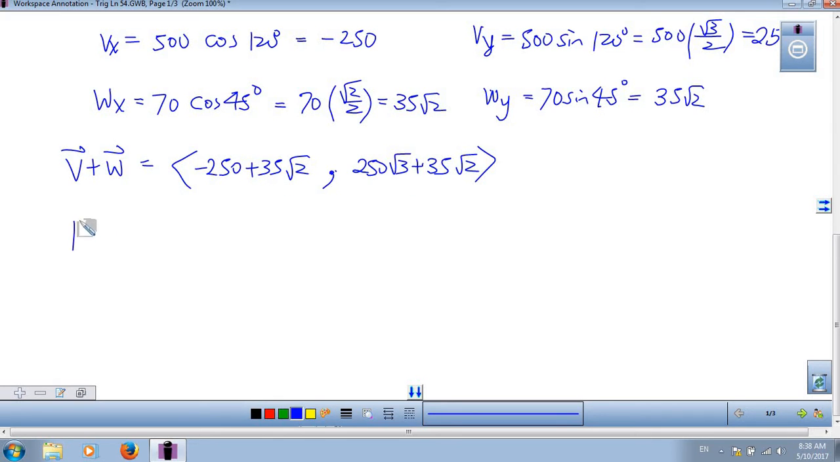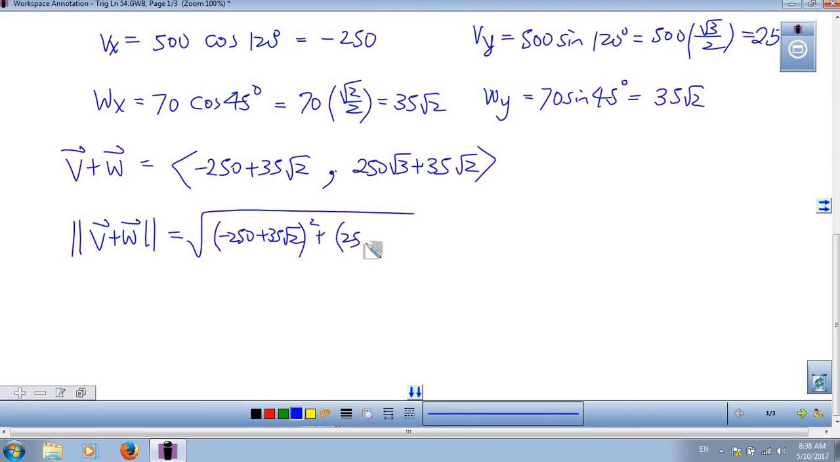Now, to determine the magnitude of the resultant vector, let's go ahead and substitute them into the calculator. We're going to do negative 250 plus 35 square root 2, quantity squared, plus 250 square root 3 plus 35 square root 2, quantity squared, and then square root the whole thing. Let's type that in. After we type in the calculator, we got approximately 522.51 miles per hour. So the wind did speed up the airplane a little bit.